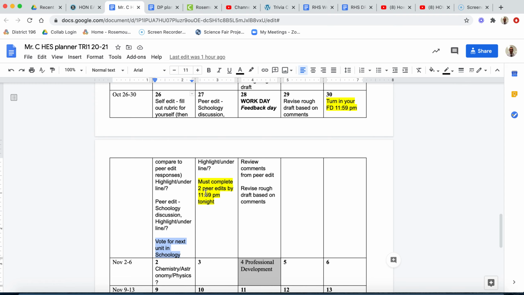And again, I'm going to walk you through this process, or at least where to find that information, in just a second. Now, the rest of the week, you're going to take the information from your self edit and from the two peer edits that you receive, and you're going to start to revise your rough draft. It's going to take you a few days. I want you to do a bit each day. Don't try to cram it all in because you're going to miss things and you're not going to think about certain ideas clearly.